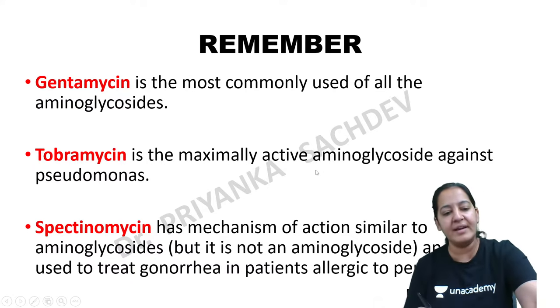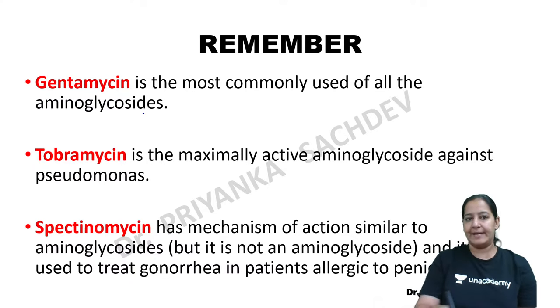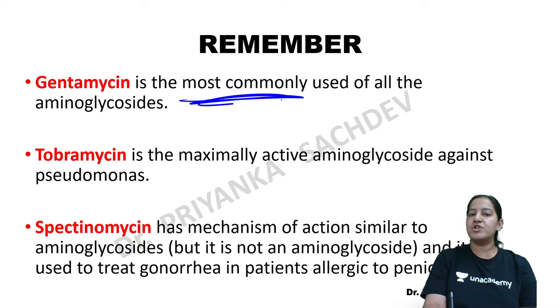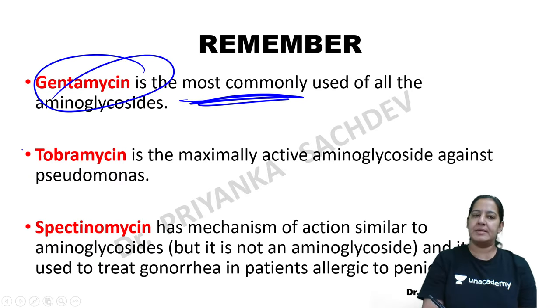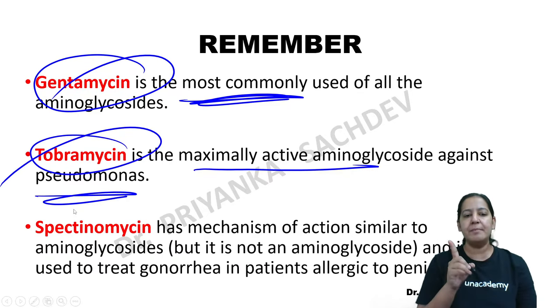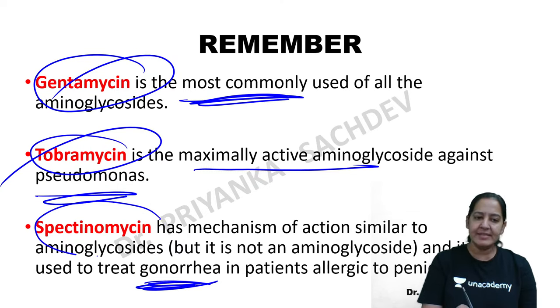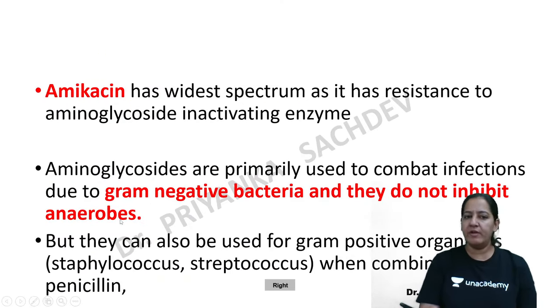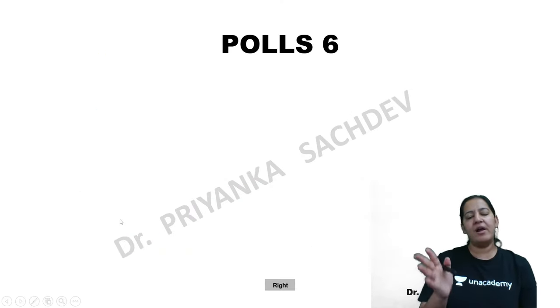Now there are some one-liners on which MCQs come. The last thing. Which is the most commonly used among aminoglycosides? Answer is gentamicin. Which is maximally active against pseudomonas? Answer is tobramycin. Which is used to treat gonorrhea? It is spectinomycin, a new one introduced. So you have to learn these one-liners.